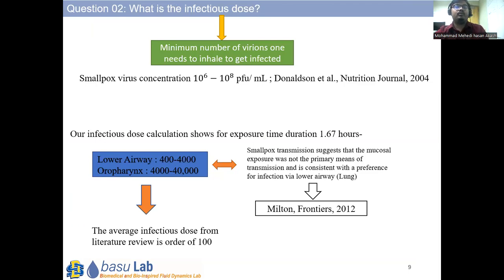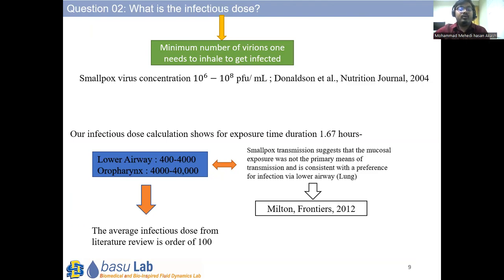To answer the second question, what is the infectious dose of smallpox? Infectious dose is the minimum number of virions or particles that can trigger the infection of an individual. We calculated that the infectious dose range for the lower airway is 400 to 4000, and for the oropharynx it is 4000 to 40,000, which is supportive of the literature review we got from Milton 2012.